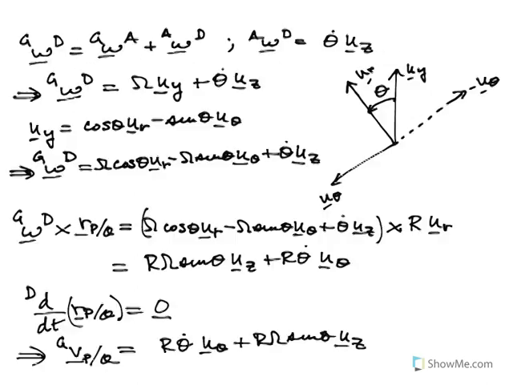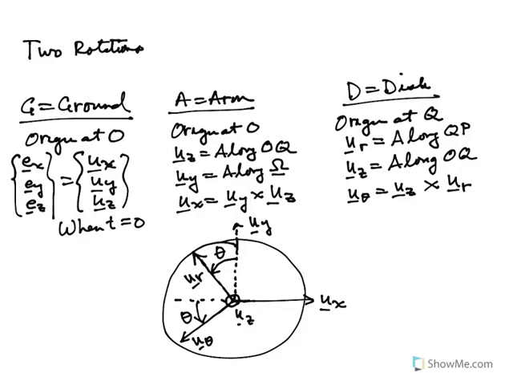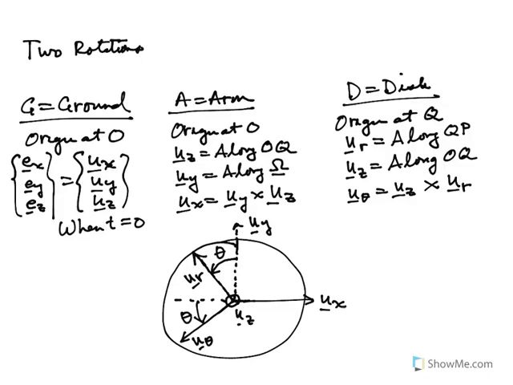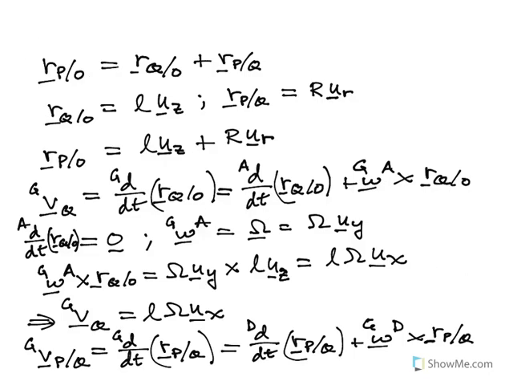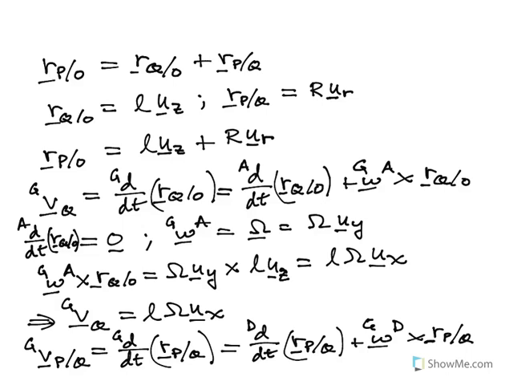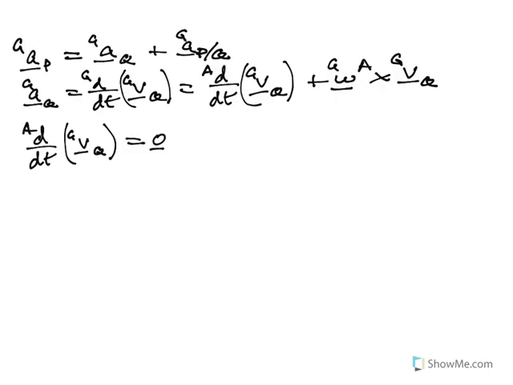And just to make life a little bit easier in this problem, let's assume that the magnitude of omega is a constant. It's not necessary that we do that, but it'll just make things a little bit easier when we actually go through the rest of the algebra. So as a result, we know that d dt in A of the velocity of Q in G is equal to 0. And that's because L and omega are both constant. If you go back to the velocity of Q in G, you'll see that it involves L and omega.